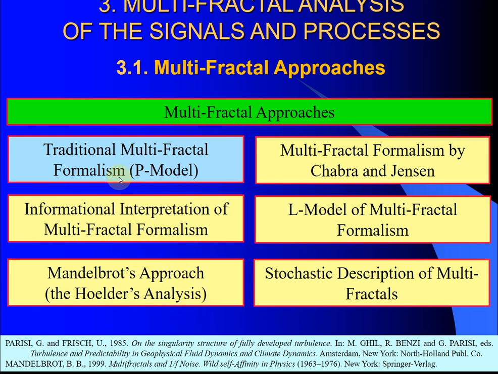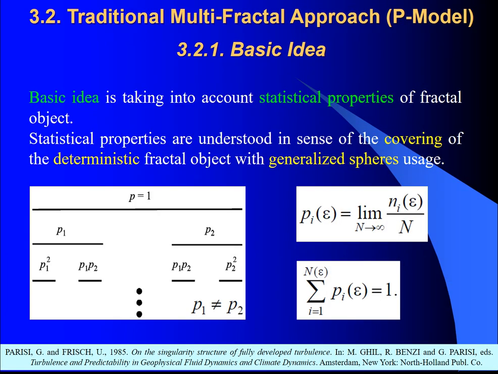And now we consider the traditional multifractal formalism as it was created by Frisch and Parisi. Within this approach, the basic idea is taking into account statistical properties of a fractal object. For a monofractal, these statistical properties are not significant and there is no way to describe them. But for the multifractal approach, there is an idea of how we can consider them. Statistical properties are understood in the sense of covering the deterministic fractal object with generalized spheres.